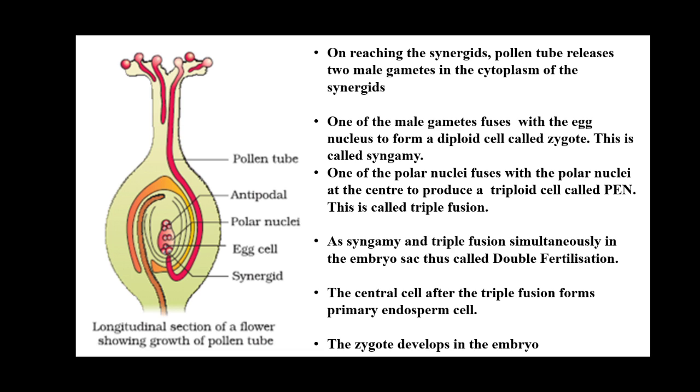embryo. And in the case of triple fusion, when the polar nuclei of the central cell fuse with the male gamete, it forms the primary endosperm nucleus. The ploidy of the primary endosperm nucleus is triploid, and thus syngamy and triple fusion occurring simultaneously in the embryo sac is known as double fertilization.